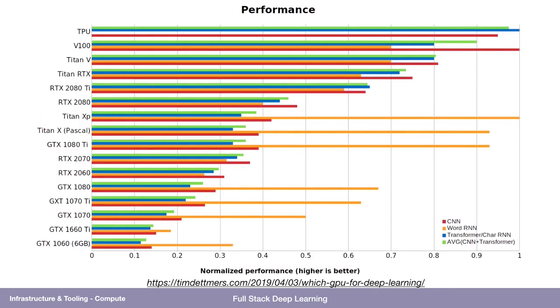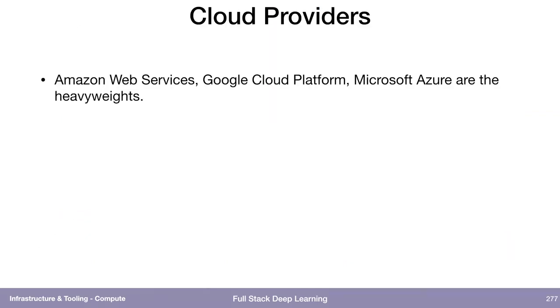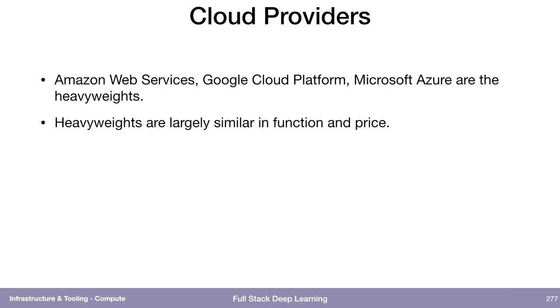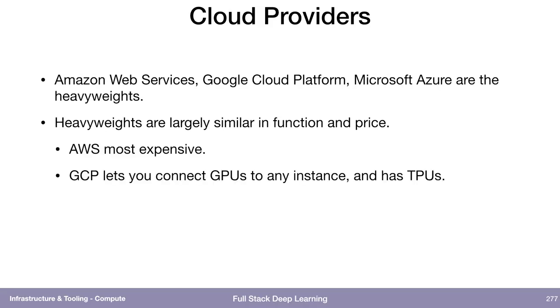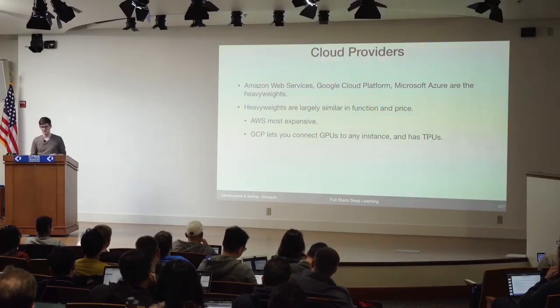So looking at how they stack up, the TPU is the fastest. That's only on Google Cloud again. V100 is pretty good. And then 2080 Ti is actually also pretty good. So in the cloud, you've got Amazon Web Services, Google Cloud, Microsoft Azure. Those are the heavyweights. And they're all largely similar in function and price. AWS, I'd say, is most expensive. Google has a cool feature where you can connect GPUs to any instance. So you can have an instance with an incredible amount of memory and then connect GPUs to it.